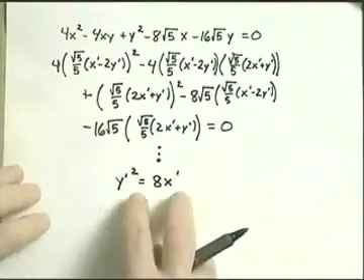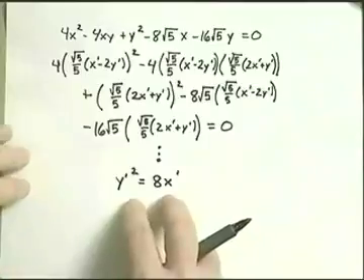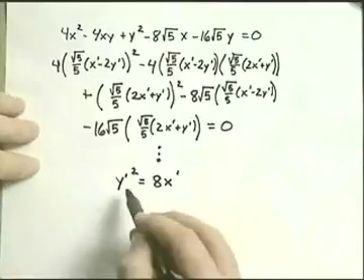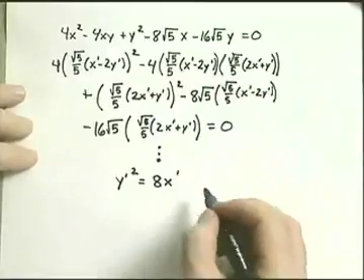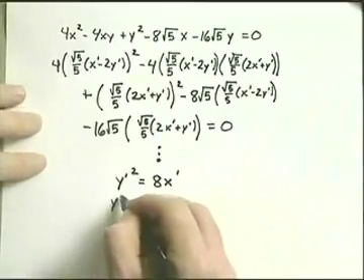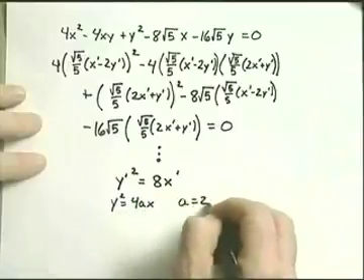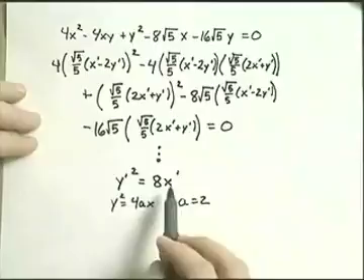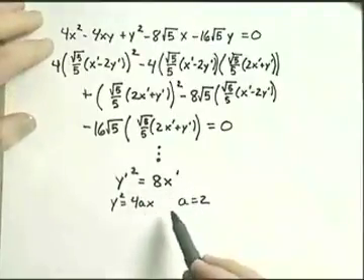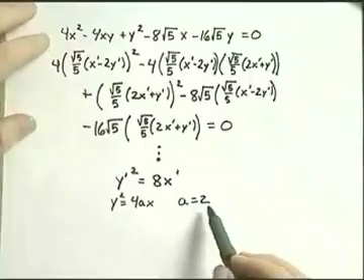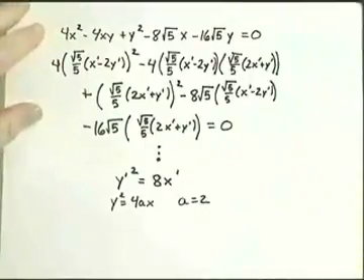You should recognize that this is the equation of a parabola. It's the equation of a parabola that's going to open to the right along the x prime axis. It's of the form y squared equals 4ax, so we have that a is 2. So the vertex of the parabola is at the origin, with the focus lying a equals 2 units along the x prime axis.